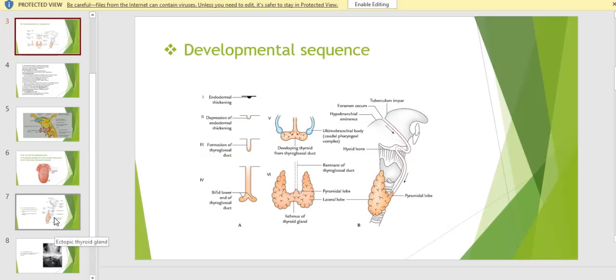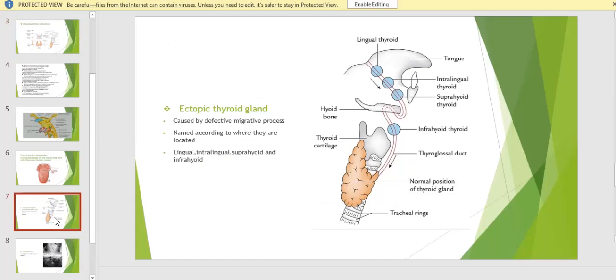So let's go to the last concept. What are some congenital anomalies? One congenital anomaly is known as the ectopic thyroid gland. It is caused by defective migratory processes of the thyroid. It is named according to where they are located. So I said the thyroglossal duct starts to form at the root of the tongue. So imagine if it does not descend and it lies and develops within the tongue. It will be known as the linguothyroid.